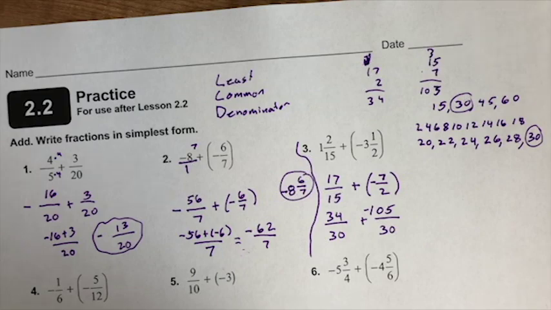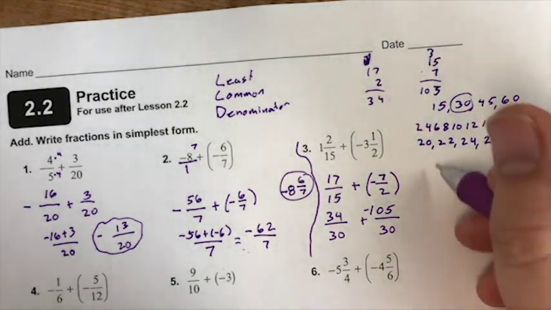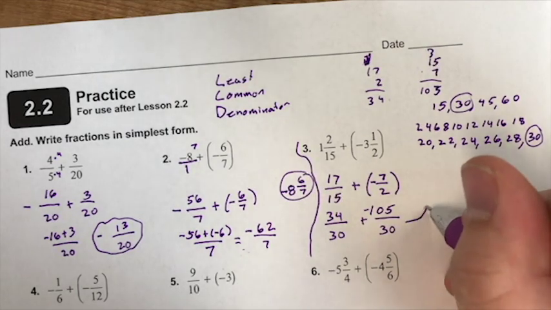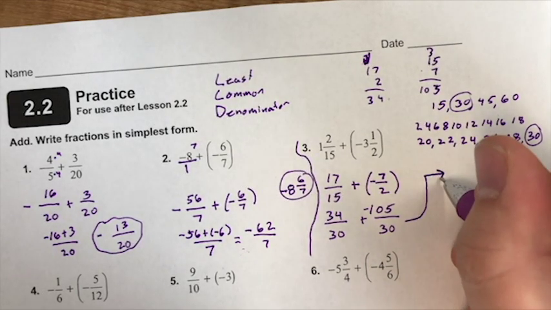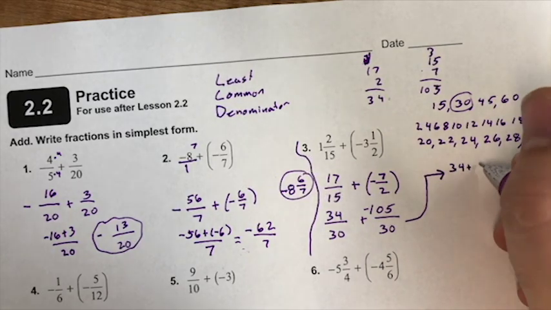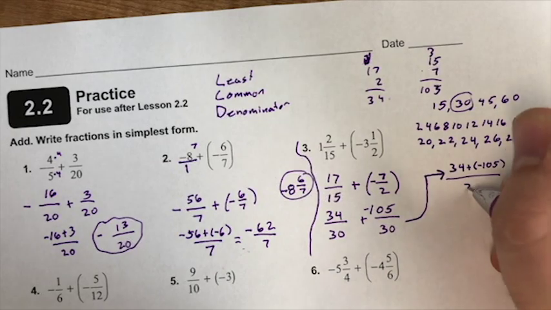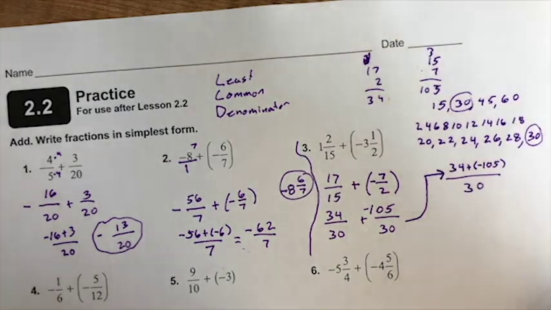All right. Now that I've done that, it's just a matter of simplifying this out. So I know, well, I'm running out of room here, sorry about that. I know that I'm going to take 34 and I'm going to add a -105. And that's all going to be over 30. All right? So what does that give me?